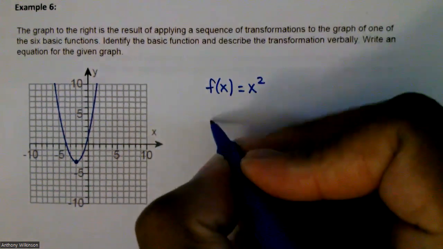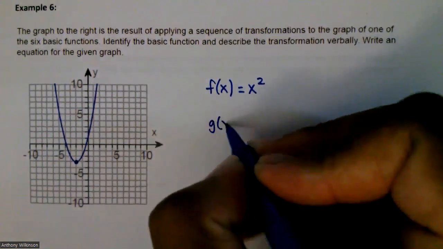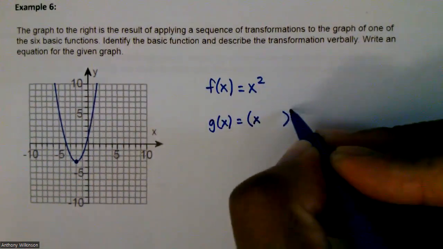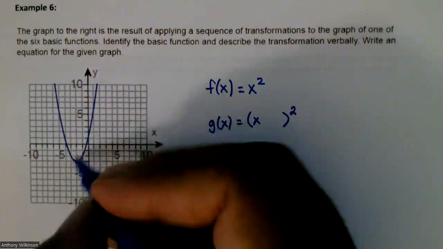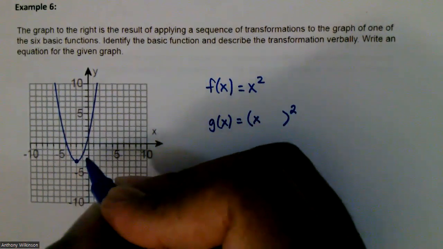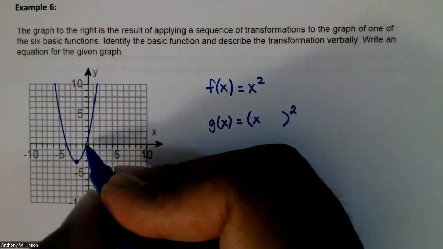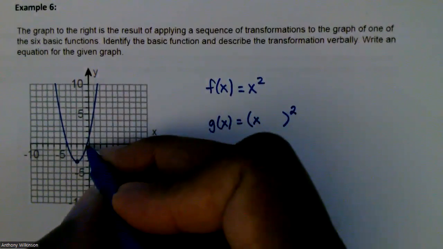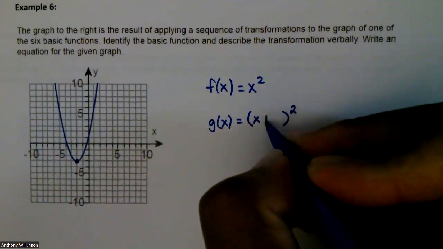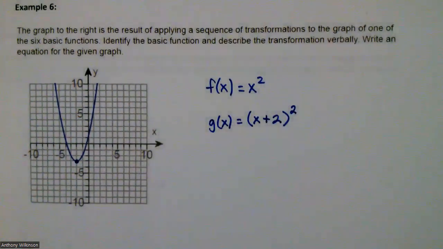So that means the graph of, let's say, g of x is equal to, now I know I'm going to have an x here and then the square will be on the outside. If I went to the left 2 in this case, if I can see that right here, 1, 2 to the left 2, that means that this 2 had to be a plus 2.